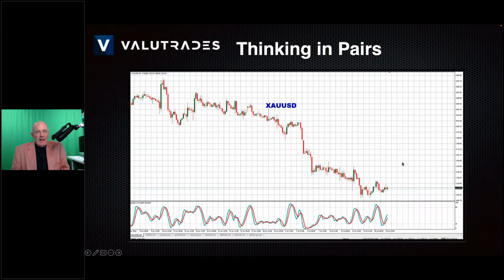Okay, I mentioned earlier about gold, and this is really, really important. You need to be very aware about thinking in pairs with gold. And I'm going to repeat what I just said. Gold doesn't fluctuate because gold fluctuates. It fluctuates very often because its quote currency is the US dollar.